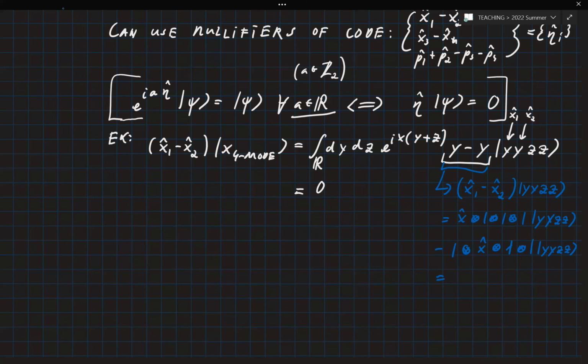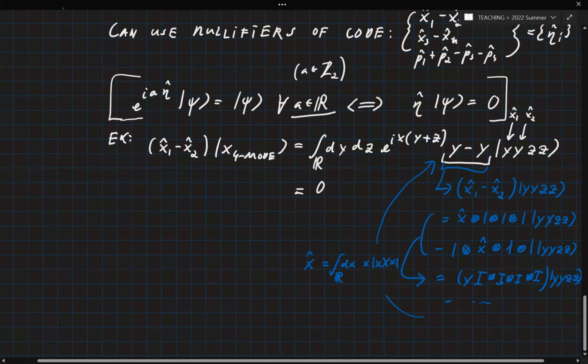And then x hat is to go from here to here, I have to define this operator. Thank you for making me define it. This is literally the operator that just puts the label as a coefficient next to the state. And when you do that, you get y times identity, tensor identity, tensor identity, tensor identity. Right? And then the same thing, and then we're back to here. Okay.